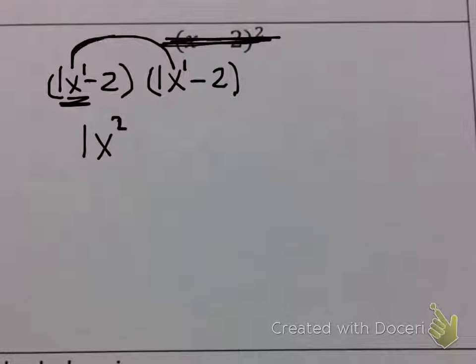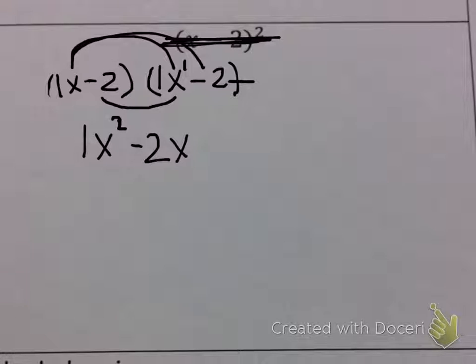Then we're going to distribute it to this negative 2. So 1x times a negative 2 would be a negative 2, and then since there's nothing over here, we're just going to drop our x. Now we're going to take this negative 2 and multiply it by this 1x. So 1 times negative 2 is a negative 2. And no x over here, so you just drop that x down.